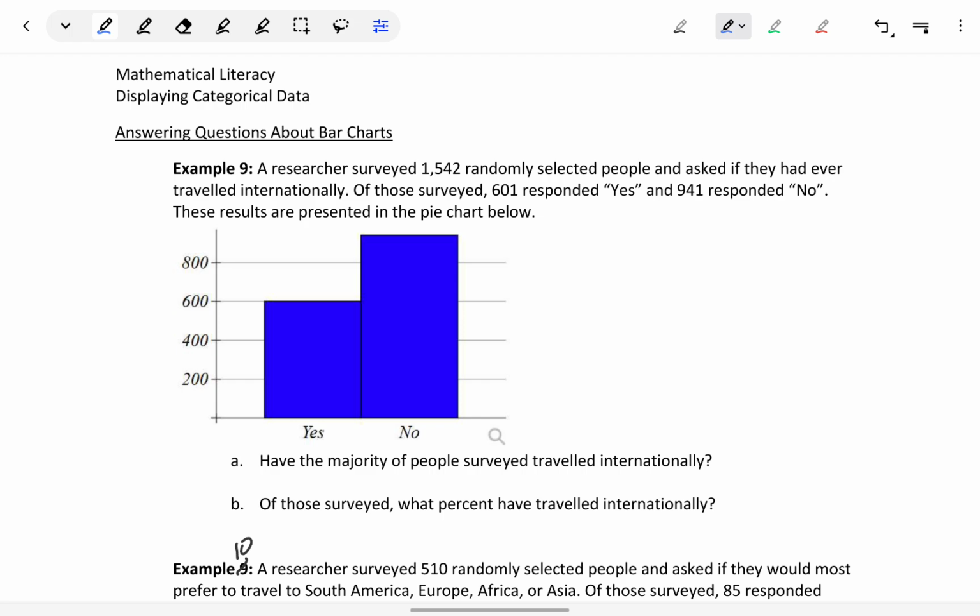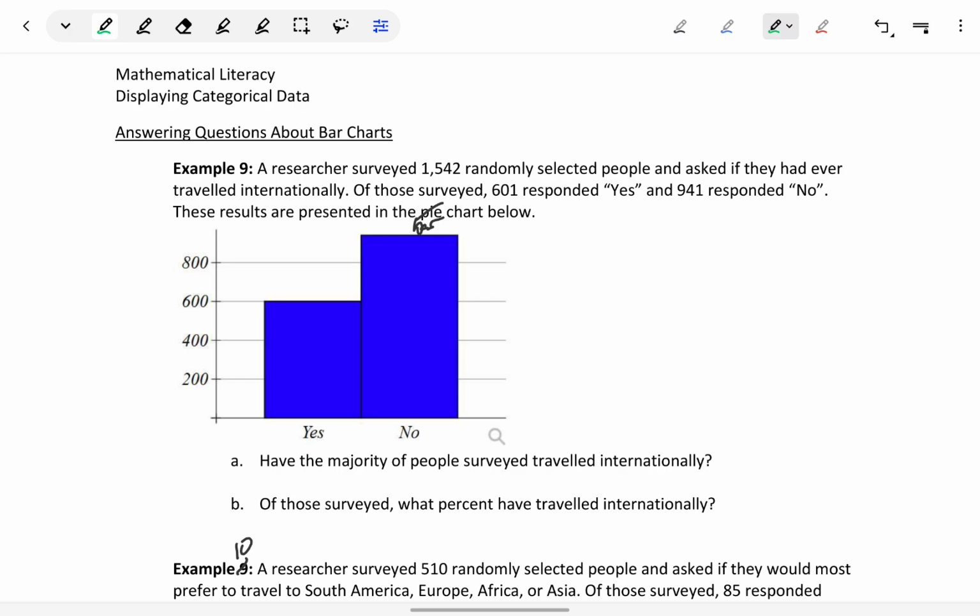In example 9, a researcher surveyed 1,542 randomly selected people and asked if they had ever traveled internationally. Of those surveyed, 601 responded yes, 941 responded no. And then we're given the results in what should be a bar chart and not a pie chart.